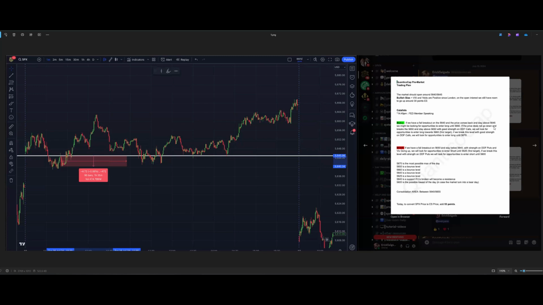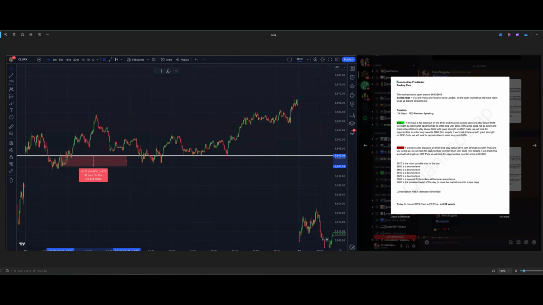If the price does not go down and breaks the 56.50 and stays above the 56.50 with good strength, we will look for opportunities to enter long towards 56.60. And if we break that level, then we'll look for opportunities to enter long until 56.70. Basically, what that's saying is that if it already starts out and it breaks this 56.50 and it stays above this 56.50, then we should look for opportunities towards the 56.60 and then the 56.70. All right, sounds good. However, if it's a bear market, let's see what we do.